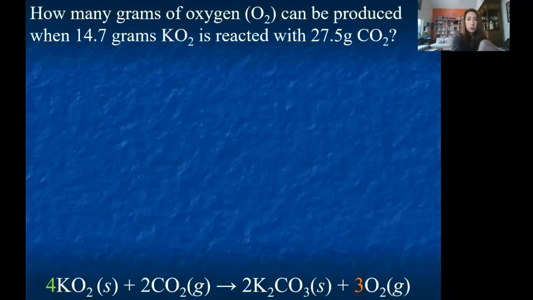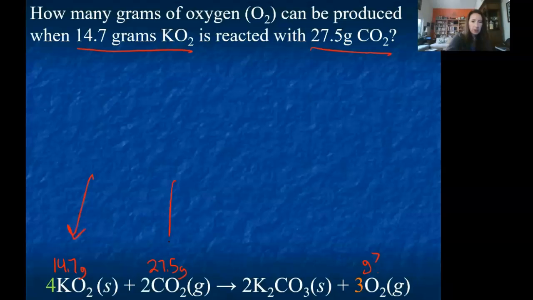Well, 14.7 grams of KO2, they're giving us KO2. They're saying we have 14.7 grams of this, 27.5 grams of this. They're giving us two reactants, and they want grams of that. How do you know if it's a limiting reactant problem? They give you masses of two reactants. You have to find out which one gets used up first, right? Whichever one gets used up first, that's going to bring you to your answer.